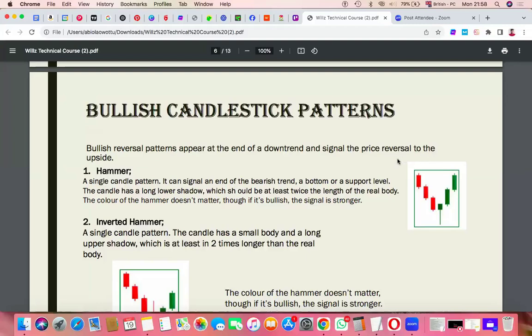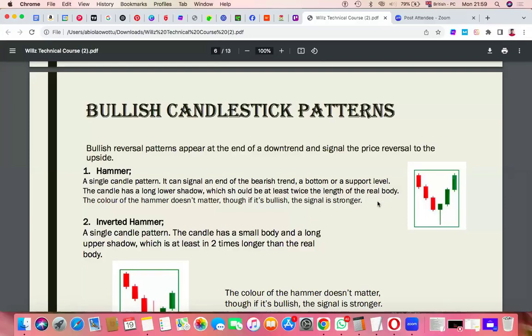Single price reversals to the upside. So we have our hammer, a single candlestick pattern. It can signal an end of a bearish trend, a bottom or a support level. The candle has a long lower shadow, which should be at least twice the length of the real body. The color of the hammer doesn't matter, though if it's bullish, the signal is strong.